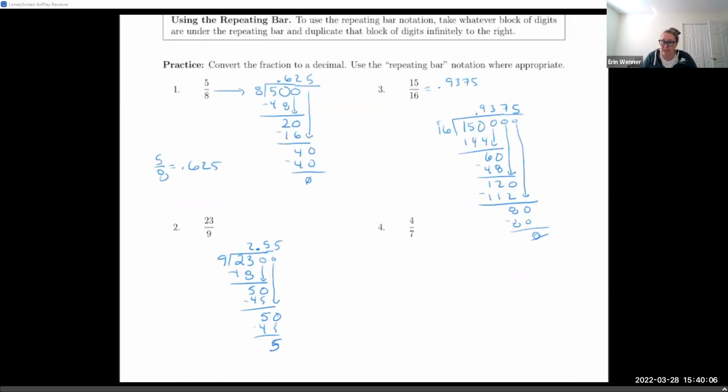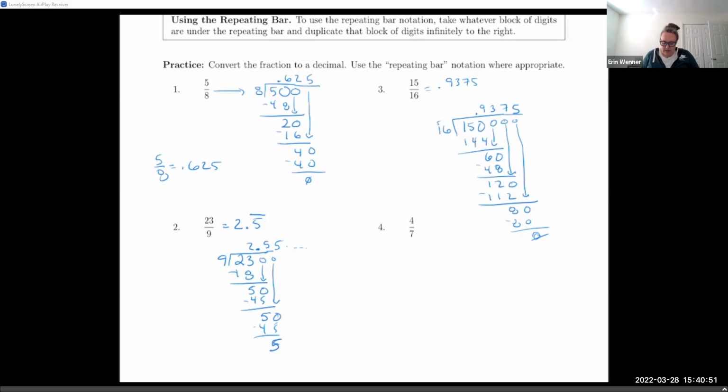And so what that tells us is that we have a repeating decimal because we keep getting 5 as our remainder, which means when we bring a 0 down, we have 9 going into 50, and that just keeps happening. And so the 5 is going to keep repeating an infinite number of times, and we can't write an infinite number of 5s, right? So what we do is we write 2.5, and then we put a repeating bar over the 5. And that tells us that that 5 part keeps repeating. So instead of writing a million 5s out, we just write one 5 with the repeating bar, and that tells us what's happening, okay?